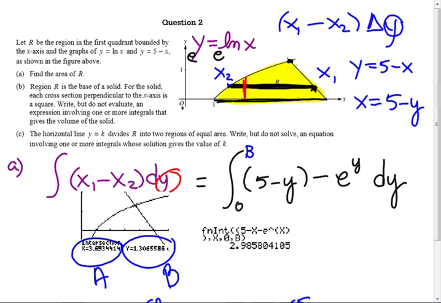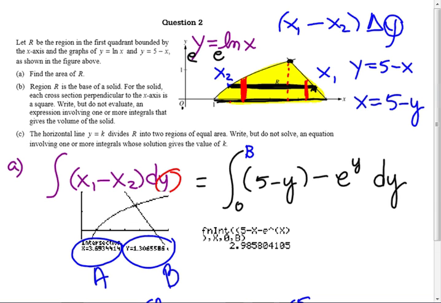It's this length. How many of these do you have? You have 2 of them. You have to do this region here and this region. Perpendicular to the y-axis would have been easier. Just 2. Okay, do not evaluate.